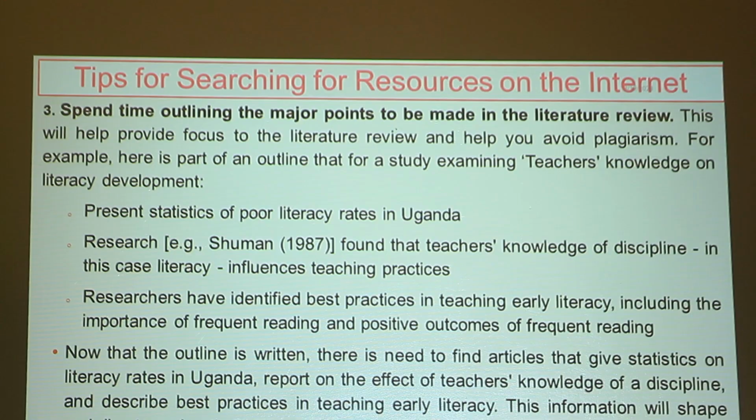So we continue. We say spend time outlining the major points to be made in the literature review. This one is also very important. That is another tip for a clear literature review. Here we are saying please take some time to think through your research and find the major points that you need to review. This will help provide focus to the literature review and help you avoid plagiarism.